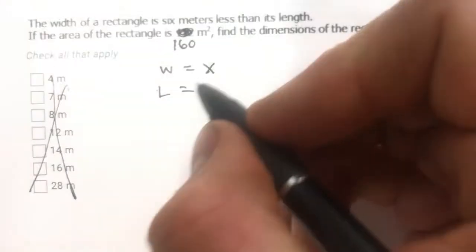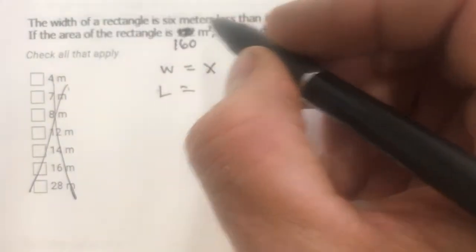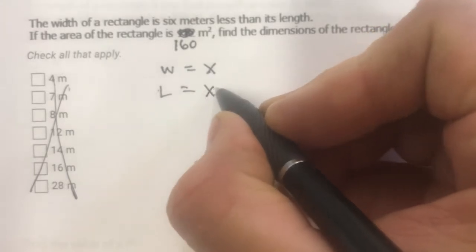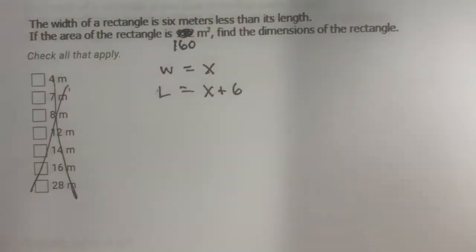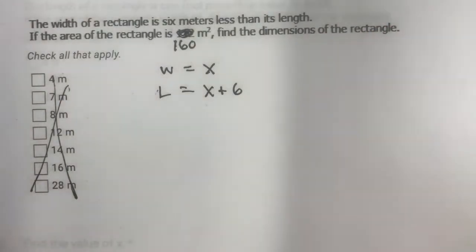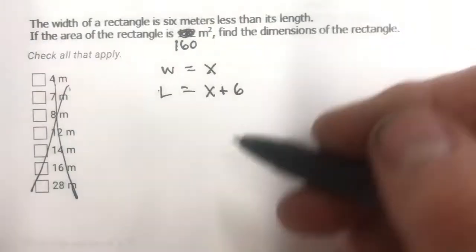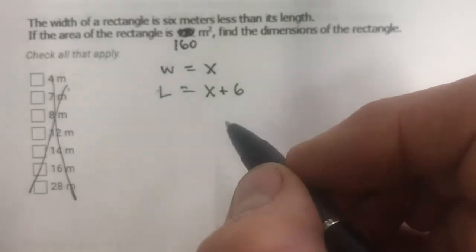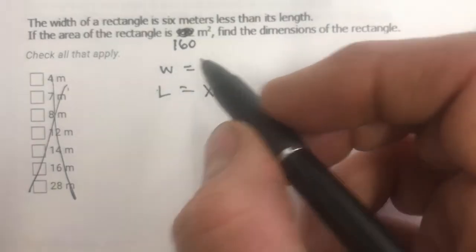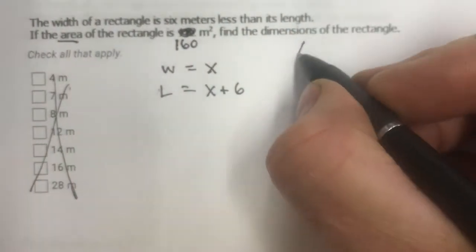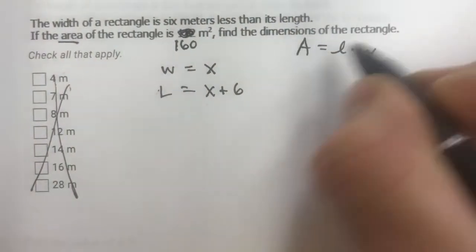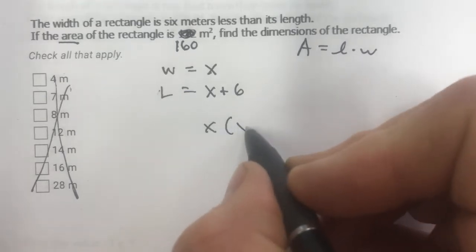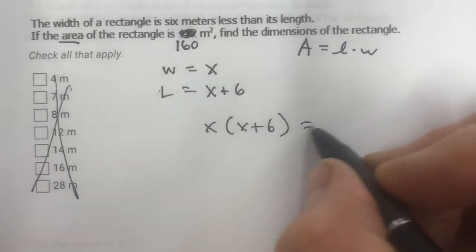Okay? That means the length, since the width is 6 meters less, is going to be 6 meters more. So there's our two dimensions in terms of variable x. Now it says the area is 160. Area is length times width, so I'm going to multiply my length times my width, and that should equal 160.